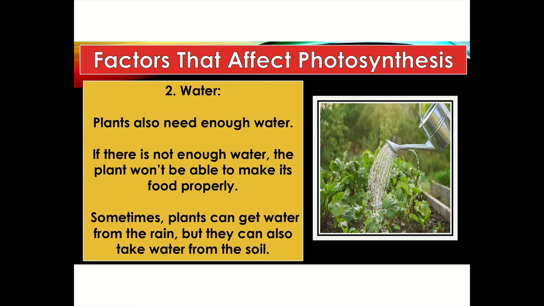2. Water. Plants also need enough water. If there is not enough water, the plant won't be able to make its food properly. Plants can get water from the rain, but they can also take water from the soil.